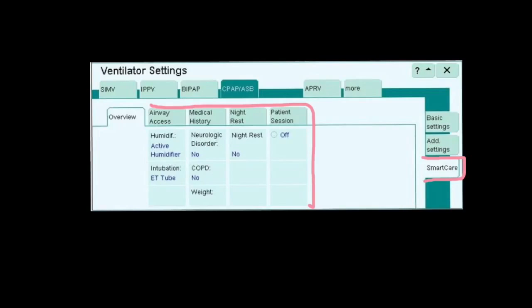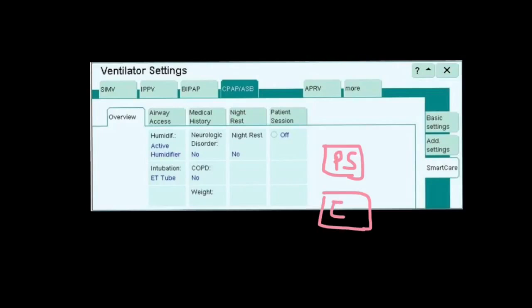As you notice, the operator sets what their airway is, their medical history, if they want the patient to rest during the night, and the last one is to actually start SmartCare mode to turn it on. As you notice, there are no settings for a pressure support, and no settings for how I want the breath to end, or end trigger sensitivity, or rise time, or pressurization rate.